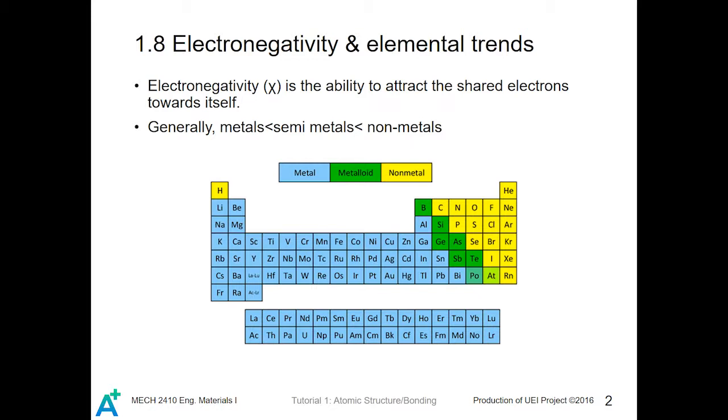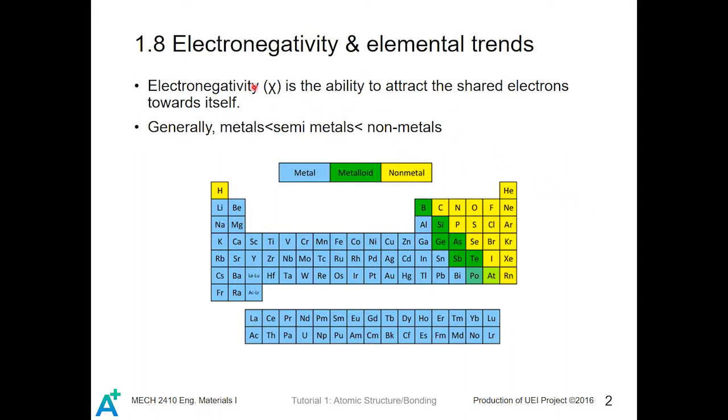Electronegativity and elemental trends. Electronegativity is the ability to attract the shared electrons towards itself. Generally, metals have a smaller ability than semi-metals, which have a smaller ability than non-metals. And it is quite logical, because if you consider the bond nature of those kinds of elements, you will reach the same conclusion.